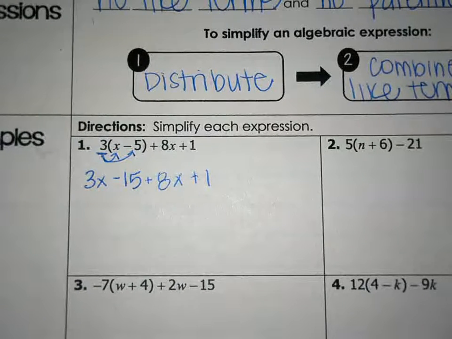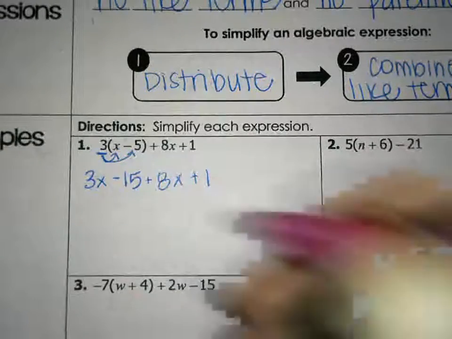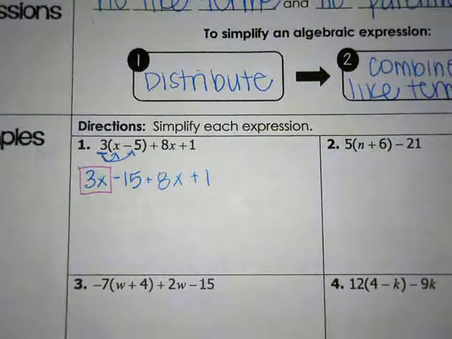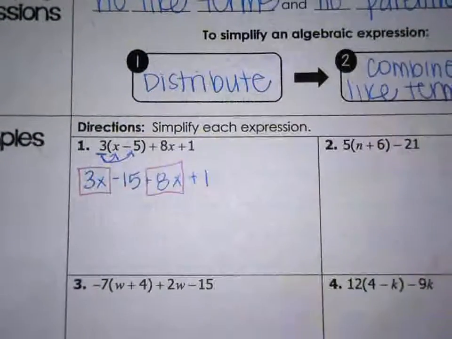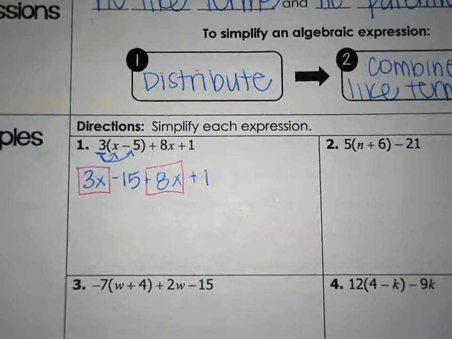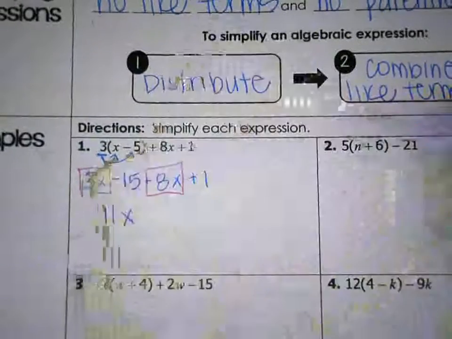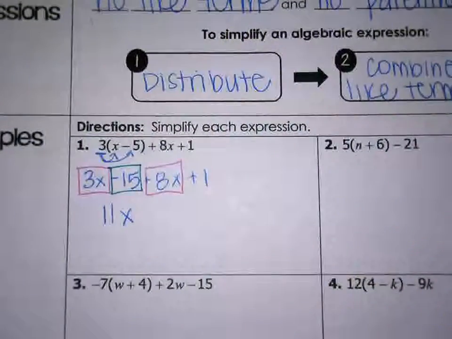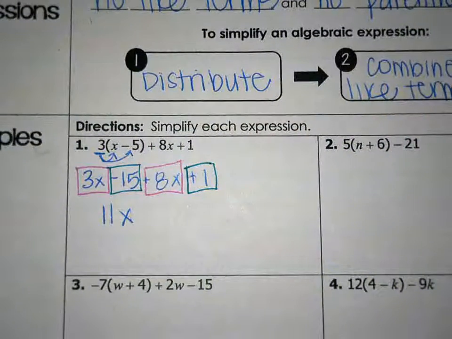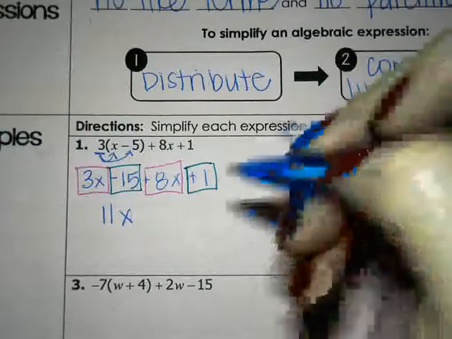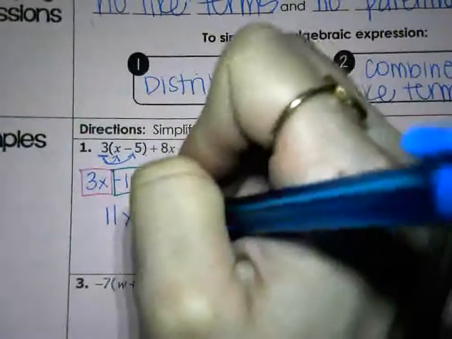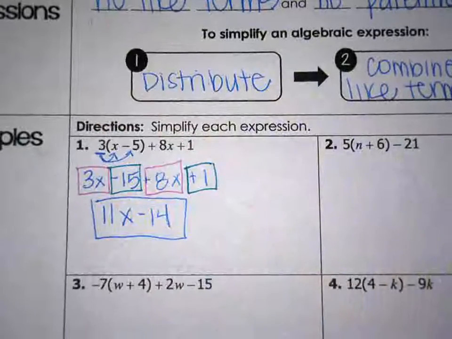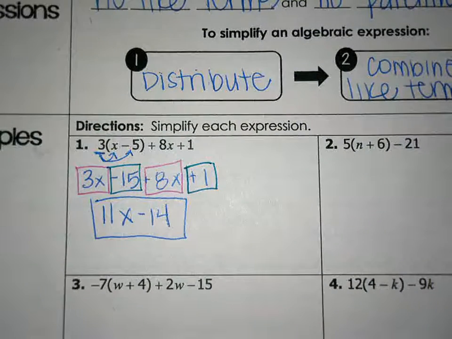What's step 2? Combine like terms. So what's the first term you see? 3x. And what can I combine 3x with? Plus 8x. Well, 3x plus 8x is 11x. What's my next term? Negative 15. And plus 1. Don't forget your integer rules, negative 15 plus 1 is negative 14, which means my simplified answer is 11x minus 14.